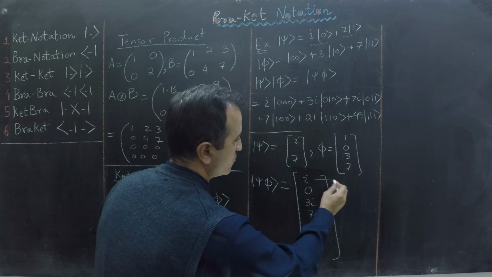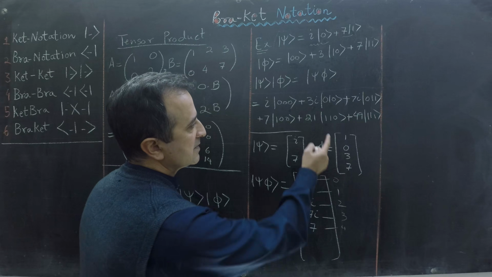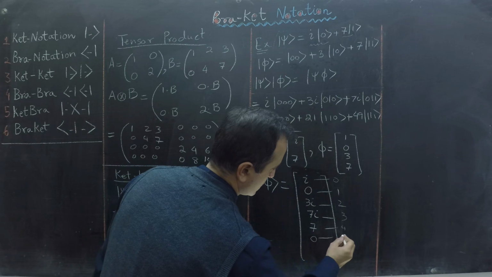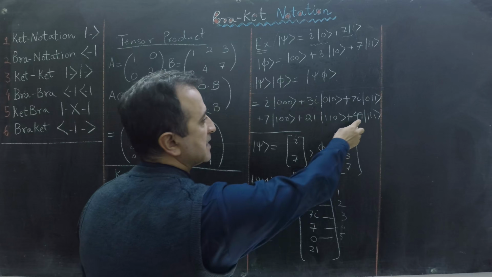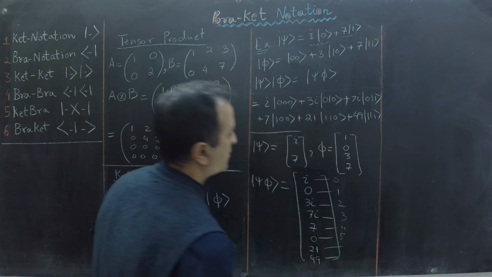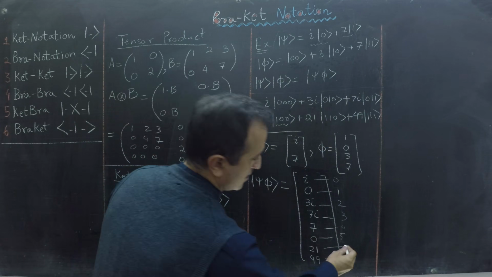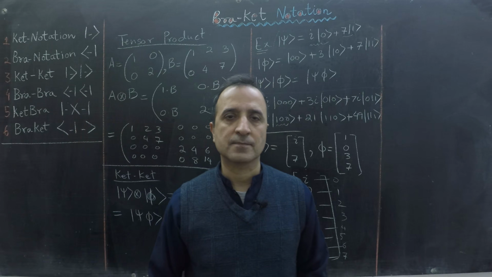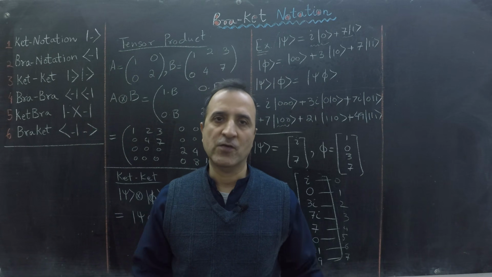So this is my zeroth location, first, second, third, and fourth. My fifth location will have 0, my sixth location will have 21, and my seventh location will have 49. Because these are 3 digits, I know that my vector will have 8 elements, and this vector has 8 elements. So Ket-Ket notation is the tensor product of 2 column vectors.